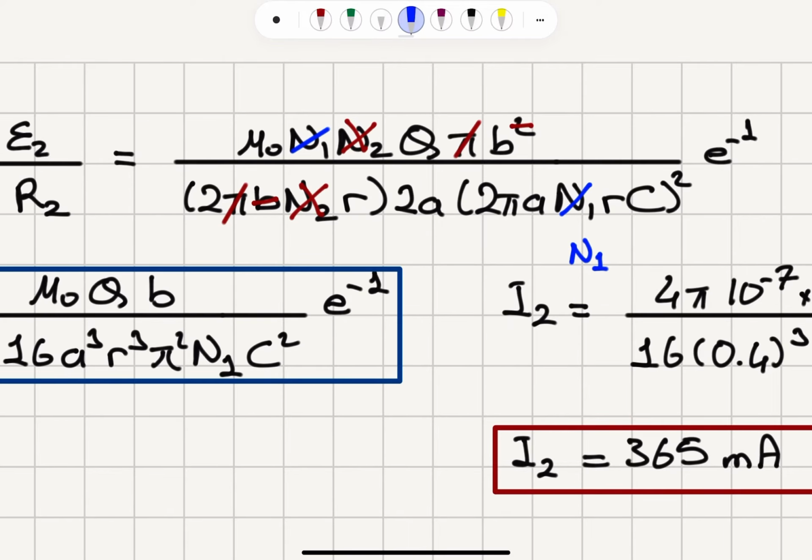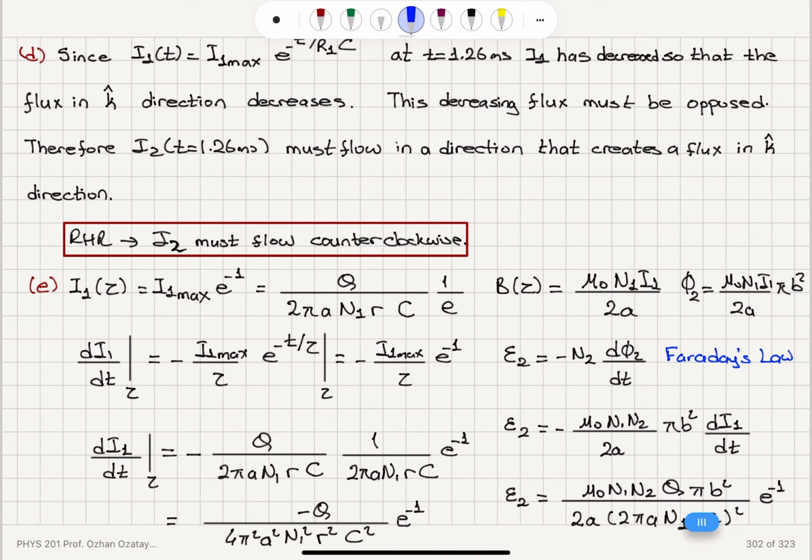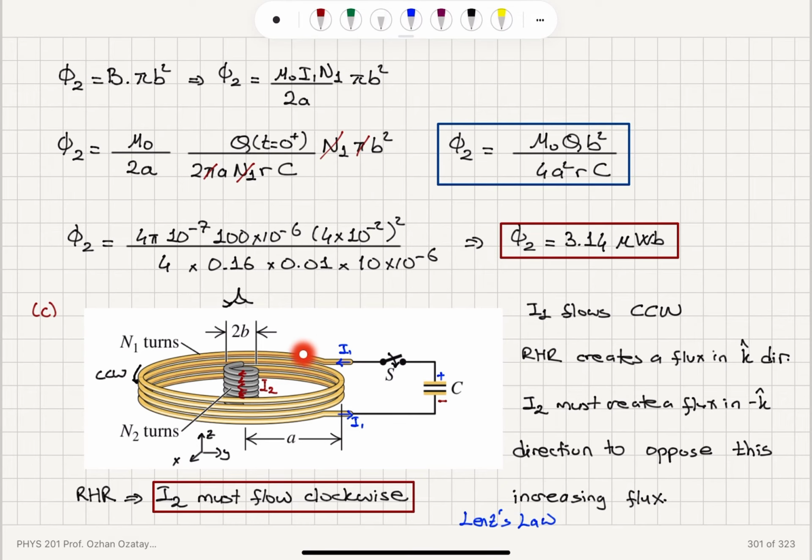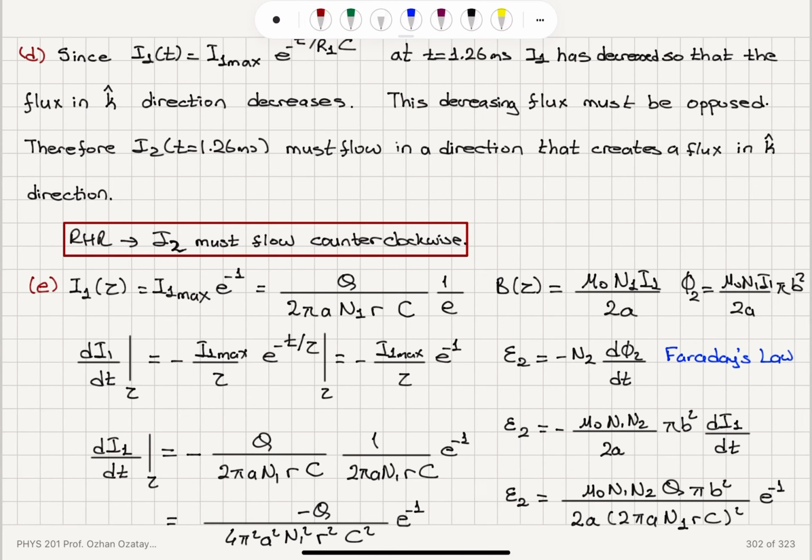Okay, so what have we done here? First we looked at the direction of the current in the smaller coil at a one-time constant tau. Because the current in the larger coil is decreasing due to the discharging capacitor, the flux in plus k hat direction is decreasing, so therefore I2 must flow in a direction that creates a flux in k hat direction, which means it should flow counterclockwise looking from the top. So it must flow counterclockwise.